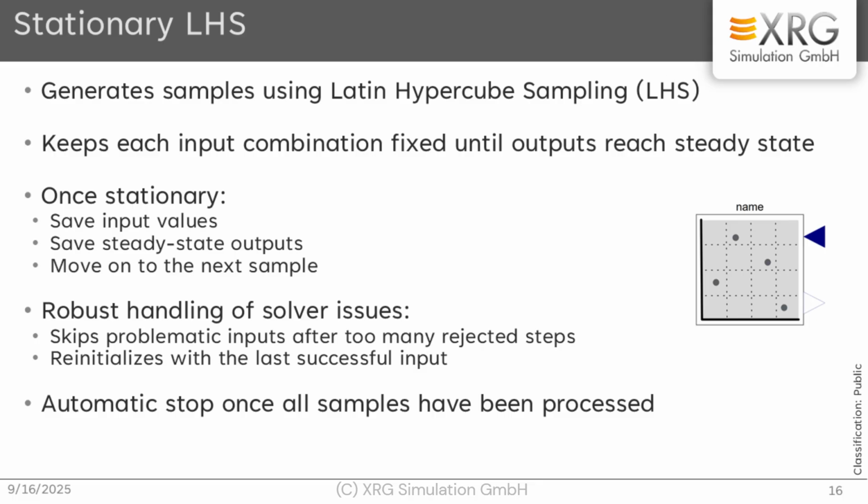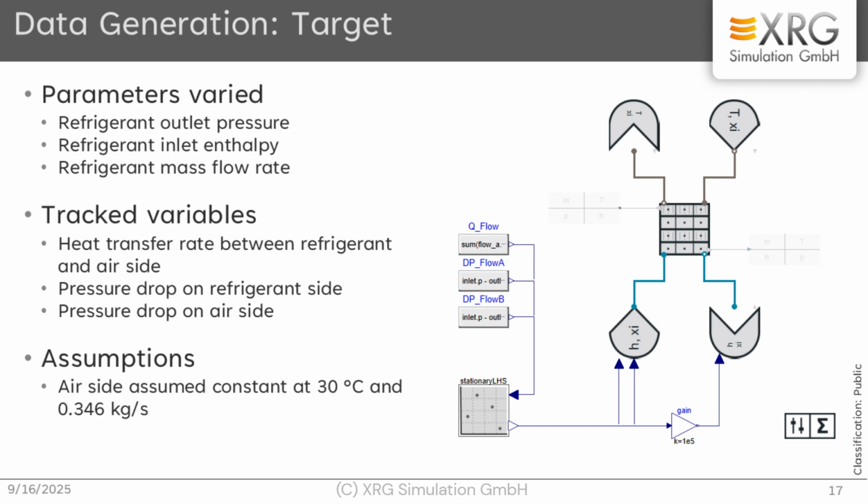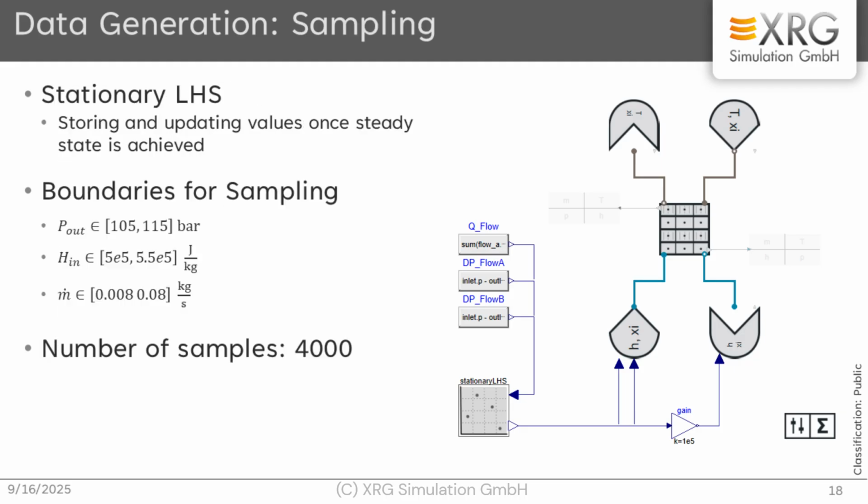And this brings us to our first task. On the right side, we see what we're creating now. We have here our condenser model. This is the physical model. In the next slides, there is some explanation of how to create this model. And we are varying our input values for our new network: the outlet pressure, as well as the inlet density and the mass flow.